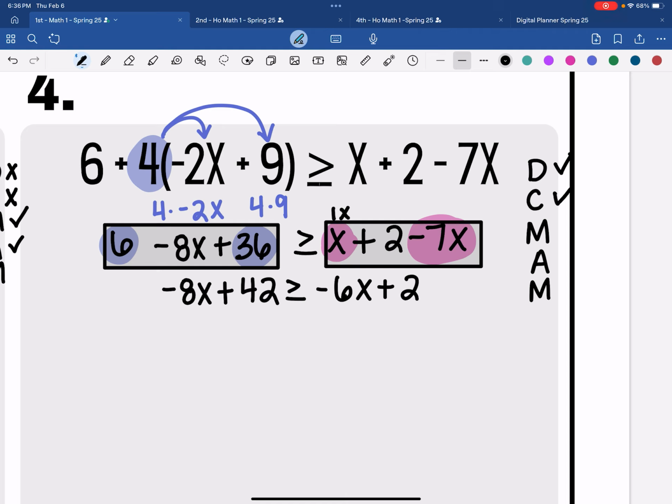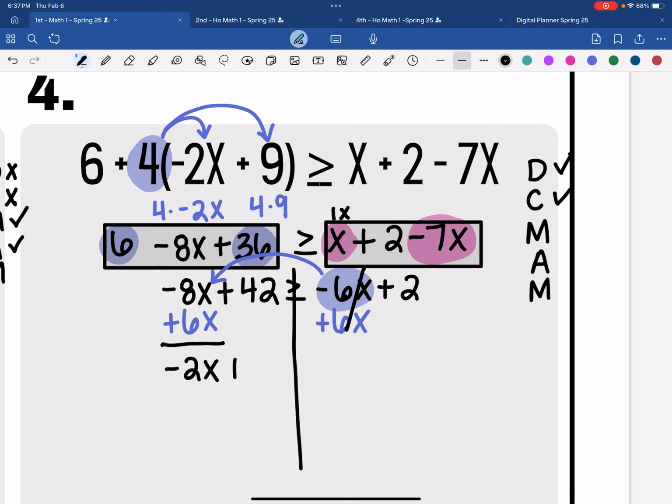All right, so now we need to move that variable. So once again, I have a variable on the right-hand side. So that visual, we have that negative 6x. We are going to take that negative 6x, and we want to move it to the left side. And we're going to do that. It's negative, so to move it to the other side, we're going to add 6x. All right, so we add negative 8x and 6x is negative 2x. Bring down that 42. That's going to be greater than or equal to positive 2.